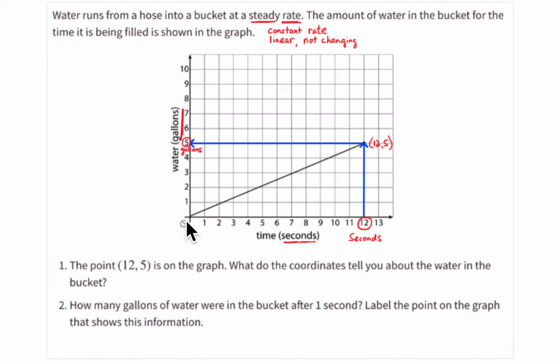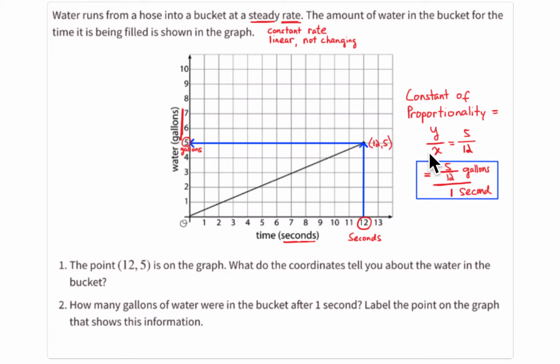So you read along the x-axis to 12 seconds. You read up to this point, which is 5 gallons. So you read over here to the y-axis, and that tells you it's 5 gallons. So what does that point mean? It means that there's 5 gallons of water that flows into the bucket per 12 seconds. So that's y per x, or y divided by x. So that's 5 gallons per 12 seconds. So that's 5/12 of a gallon per second.